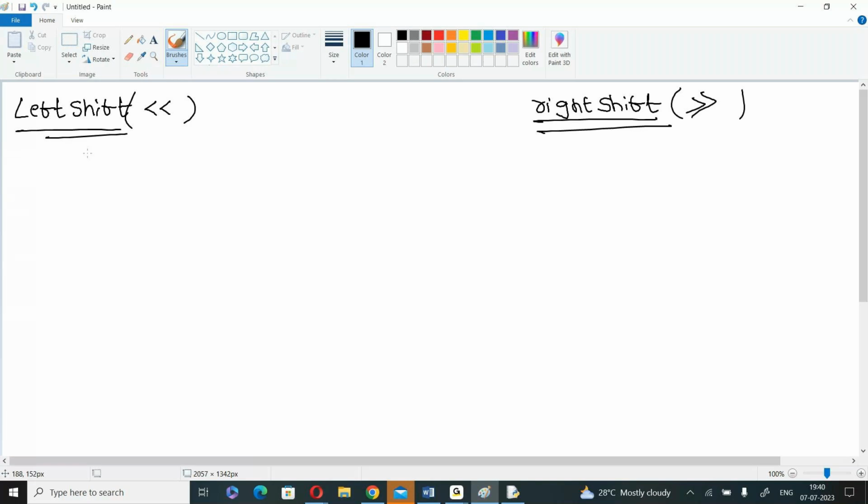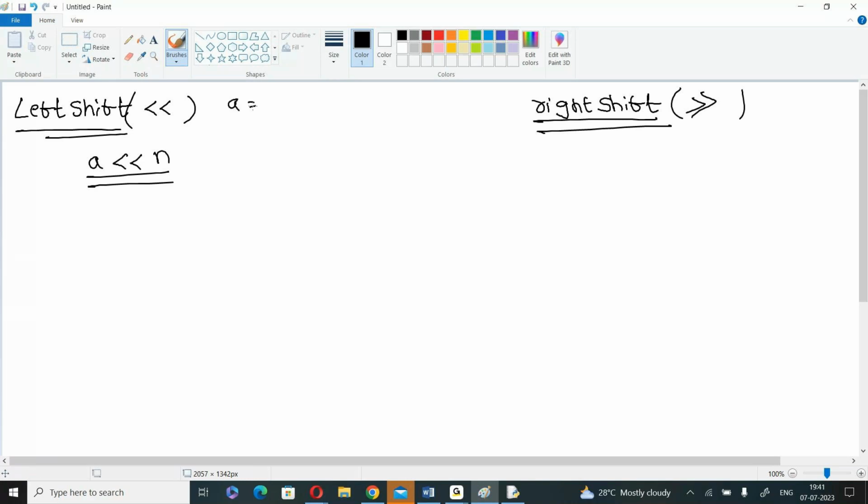What is the syntax? A left shift n. This is one example. A means my variable, left shift means moving the bits. Shift means shifting the bits, that is moving the bits. Left shift means moving the bits to the left side. Right shift means moving the bits to the right side. Yes or no? Now A double less than n: in that variable A, the bits are left shifted by n number of times.